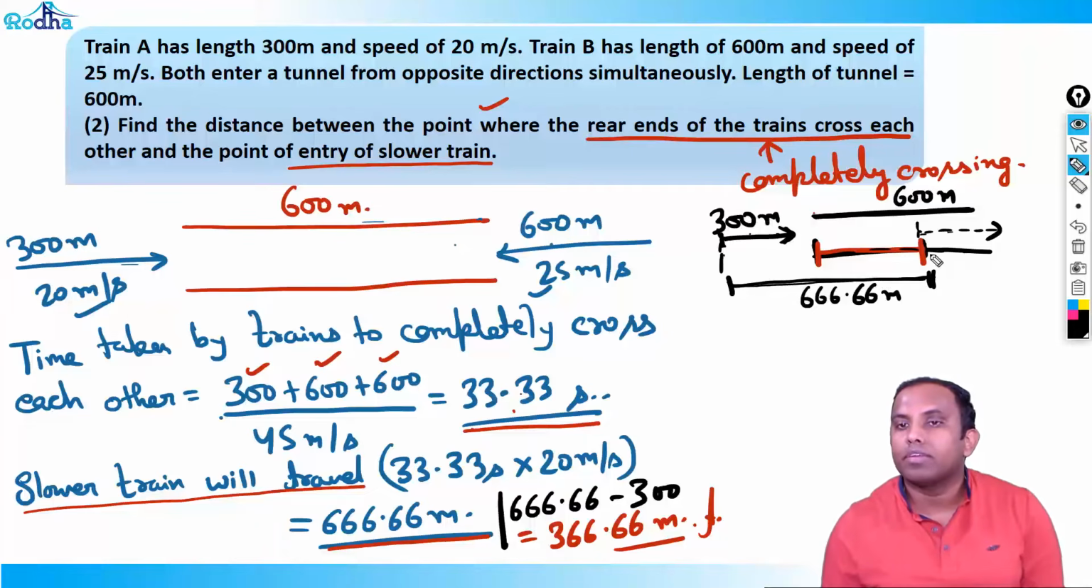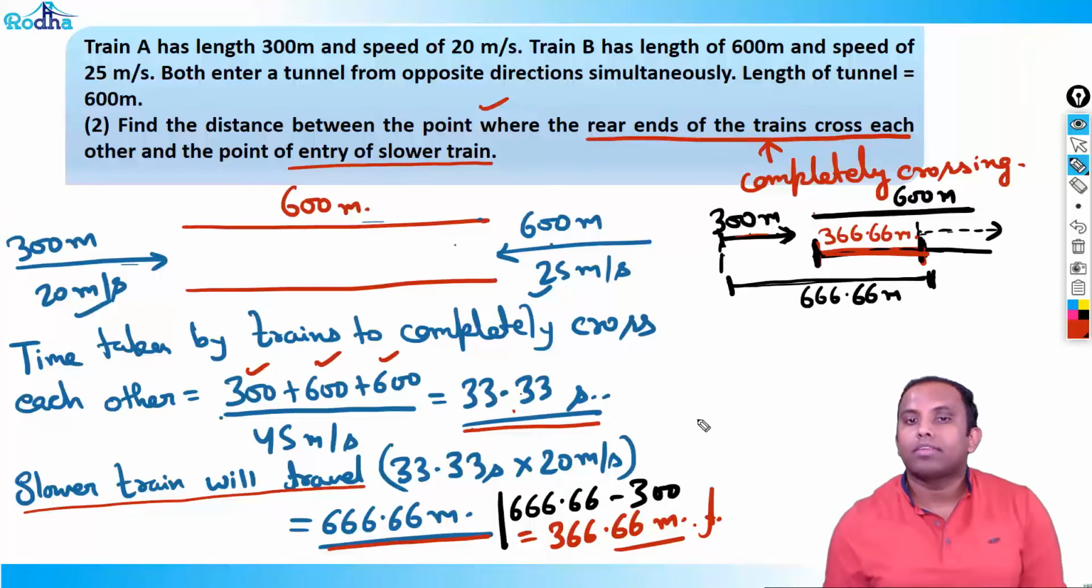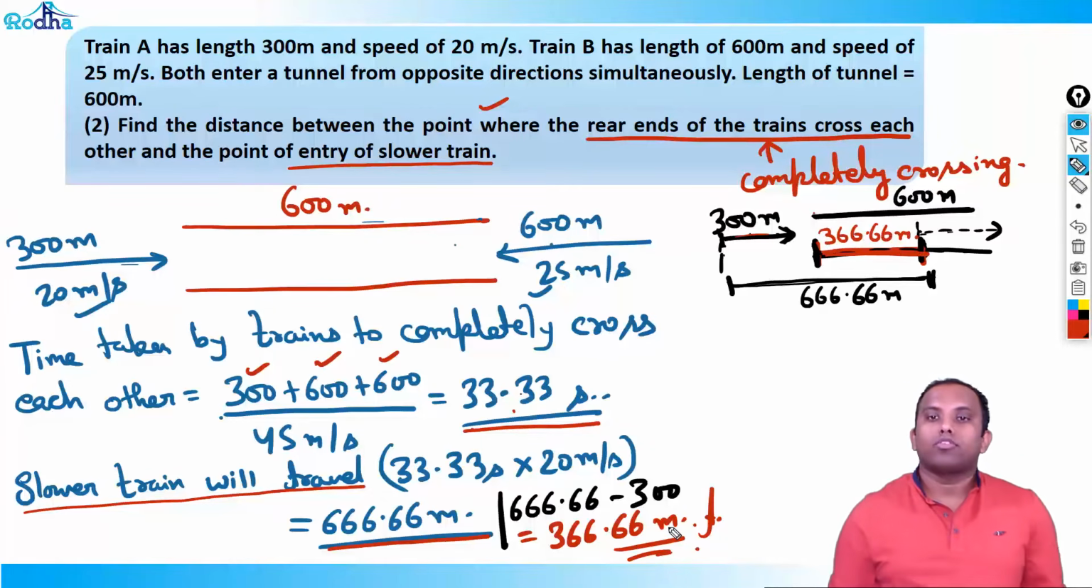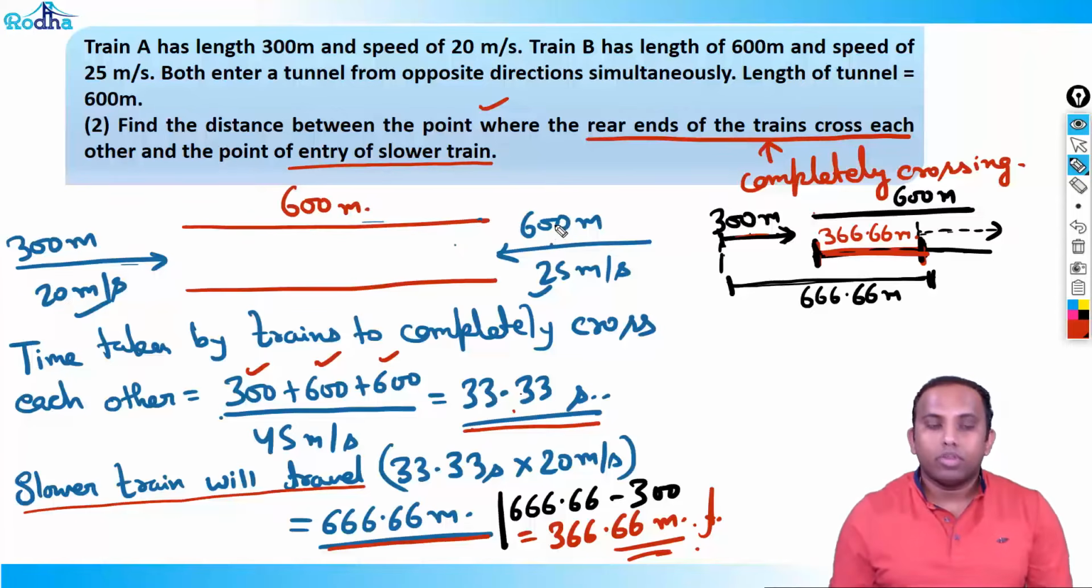But I need to find this distance, the distance from this point to the entry point. What is this distance? It is 666.66 minus this 300, that is 366.66 meter. That's the answer for this very nice question. Okay, now we'll move to the next question.